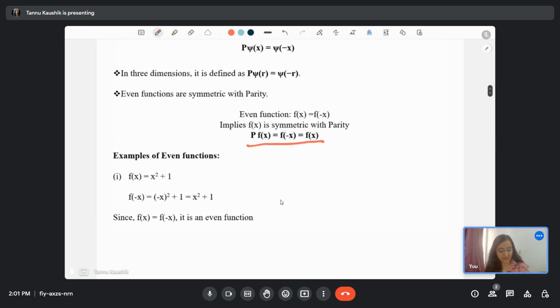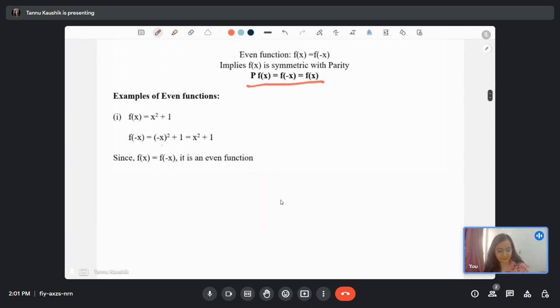So this is the equation we follow for the parity operator. Even functions are always symmetric with the parity operator. Let's take up some examples.